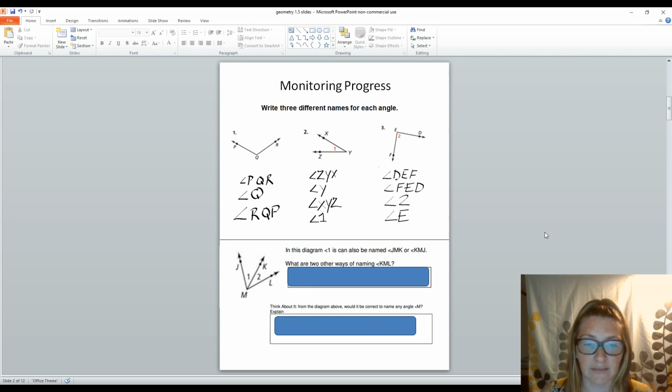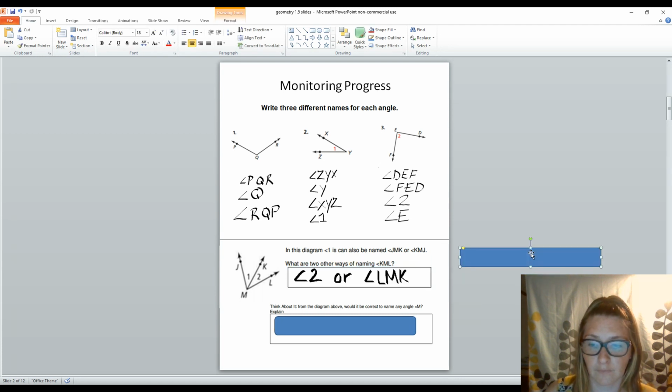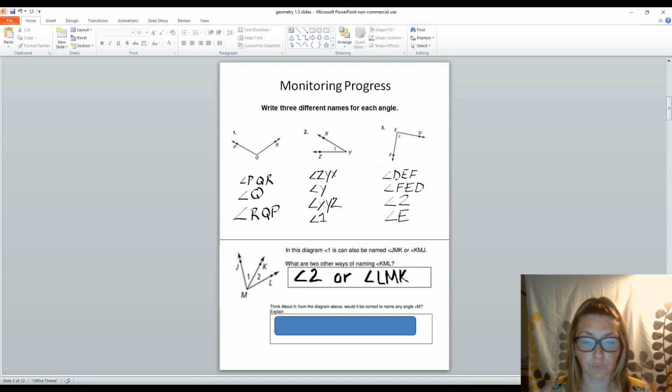All right, let's look at the next example. It says, in this diagram, angle 1 can also be named angle JMK or angle KMJ. So let's look at that diagram here. So here I'm looking at that left small angle, angle 1. They want us to now look at this angle on the right. It says, what are 2 other ways of naming angle KML? So 2 ways would be angle 2 or angle LMK.